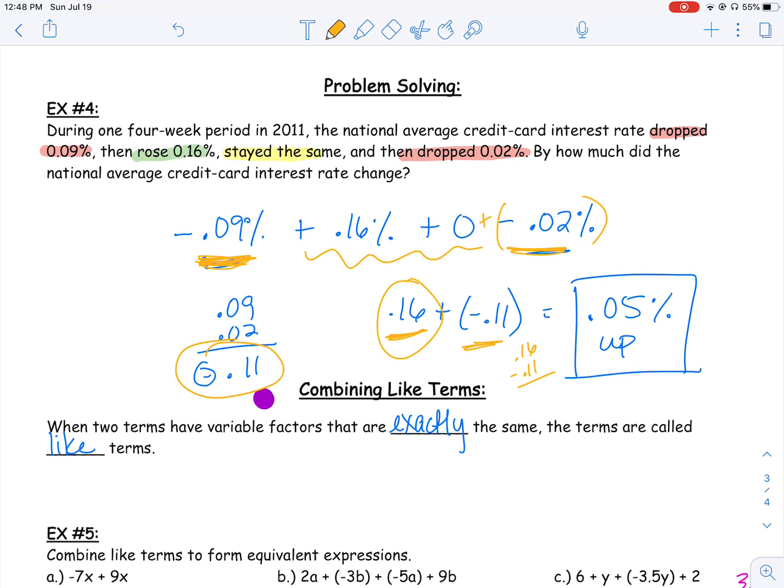So really, at the end of that 4-week period in 2011, the national average credit card interest rate actually went up by 0.05%. I know that it went up because my answer was positive. If it was negative, then that means the credit card interest rate would have dropped by 0.05. But because it's positive, I know that the interest rate went up by 0.05%. Make sure that you write your answer and label it so that you actually know what those numbers mean.